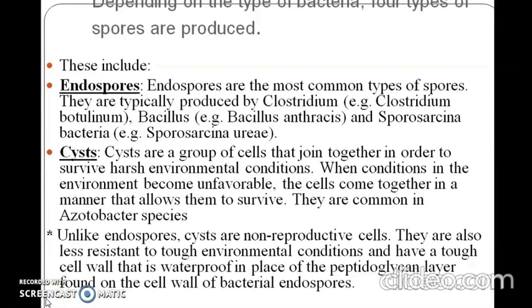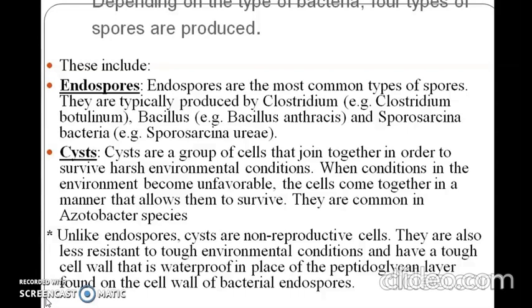The first one is endospores. Endospores are the most common type of spores. They are typically produced by Clostridium, Sporosarcina, Bacillus, and the next one is a cyst.